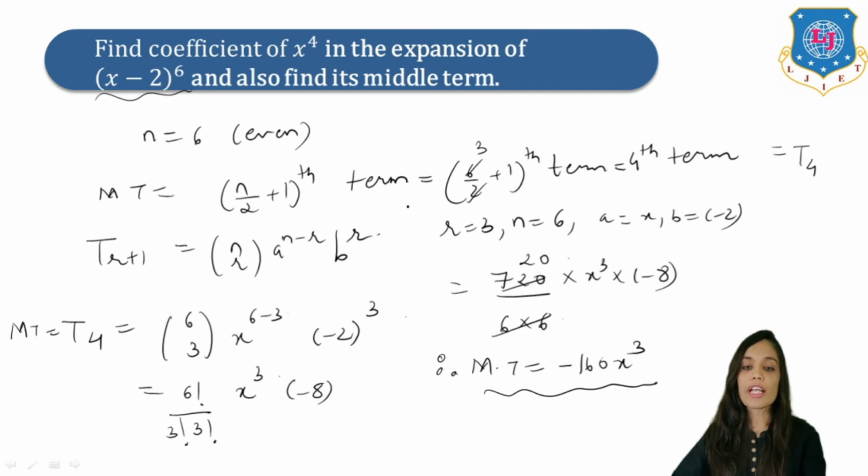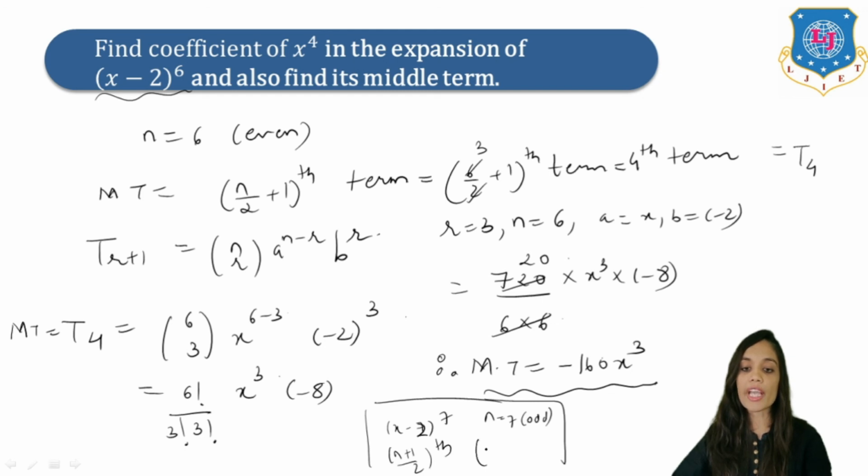Is it clear? Now suppose I ask to find the middle term in the series expansion of (x − 2) whole raised to 7, right? This is just for example. So here n is what? 7, which is an odd number. So our formula is what? The ((n+1)/2)th term and the ((n+1)/2 + 1)th term. So in this, if I put the value of n as 7, it will be (7 + 1) upon 2, the 4th term and the 5th term. So you have to find the 4th and 5th terms both.